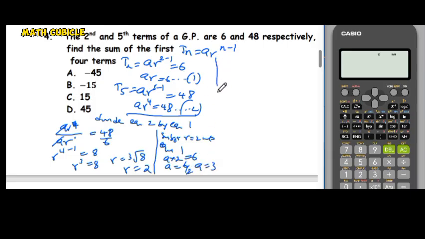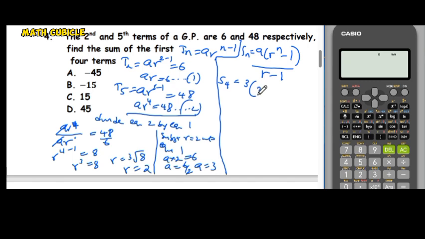Now we've gotten that. Now the question says find the sum of the first four terms. Our common ratio is positive, R is 2, so we are using this formula: Sn is equal to A, open bracket, R raised to power n minus 1 over R minus 1. Since our common ratio is positive, the sum of the first 4 terms will be, our A is 3 into bracket, common ratio is 2 raised to power 4 minus 1 divided by common ratio 2 minus 1.